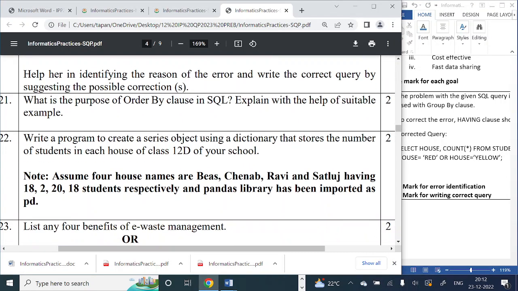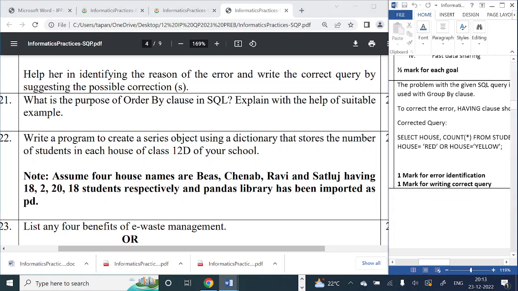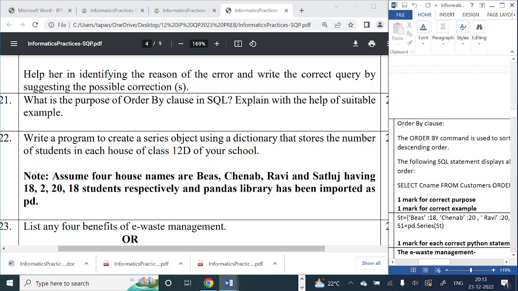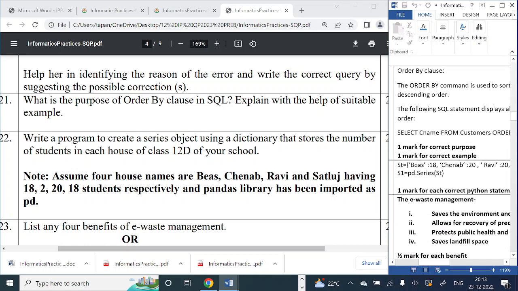Next, what is the purpose of order by clause in SQL? Explain with the help of suitable example. Order by is used to sort or arrange the records in ascending or descending order, like select star from table name, order by the column name. So with that column name it will arrange, and if you write DESC it will arrange in descending order.